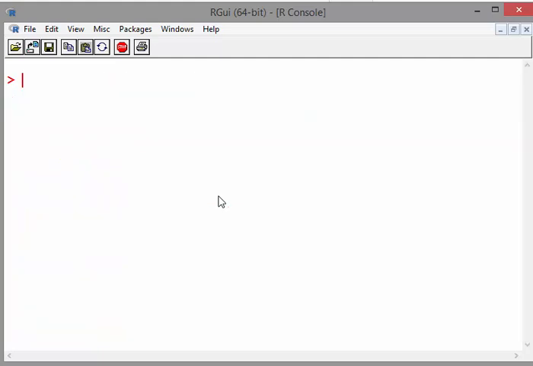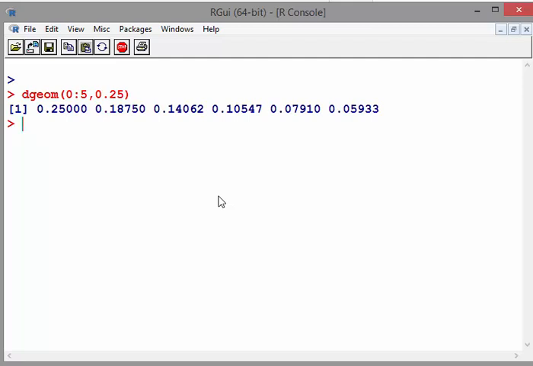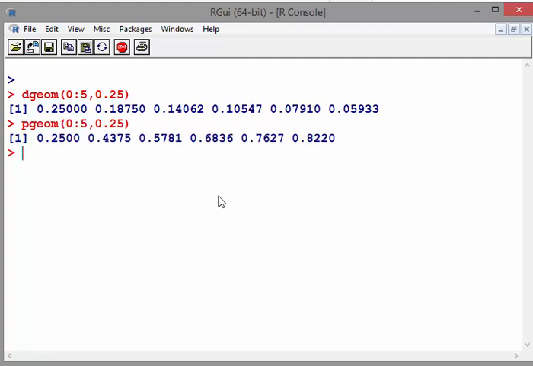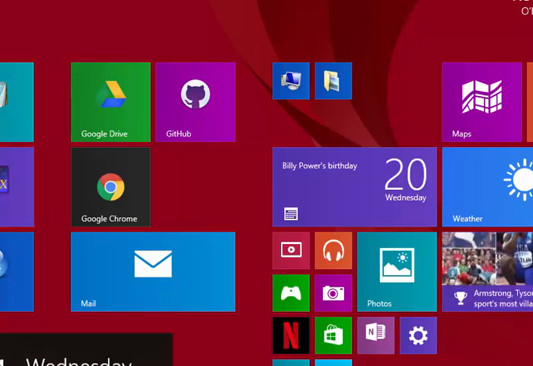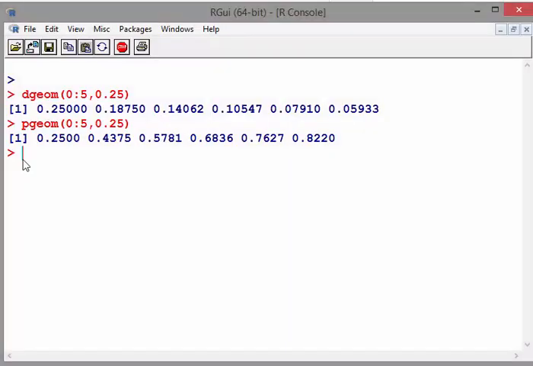So what I'm going to do here is show you some other commands. You can have a range of commands, so 0 to, let's say, 5, with probability 0.25. There we go. That's just a range of values there. You can also use pgeom, which I guess means within a certain number of attempts. So the sample space for this distribution is 0 to infinity.